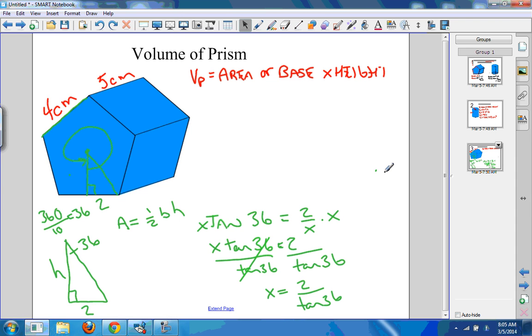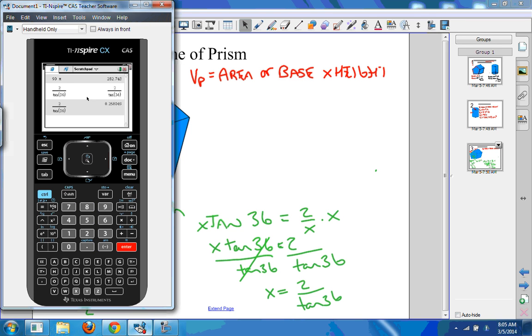Let's look at our picture and see if that makes sense. 0.26 for this side. I don't like that answer. I think that this height here should be higher than my base, should be a larger number than my base. So let's look and see if we did something wrong. We have 2 over x multiplied by x on both sides, divided by the tangent of 36. Let's go back and look at the calculator. 2 divided by the tangent of 36. I'm thinking that maybe we're not in the right mode.